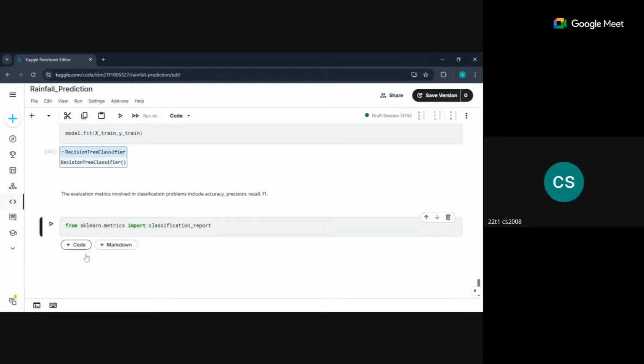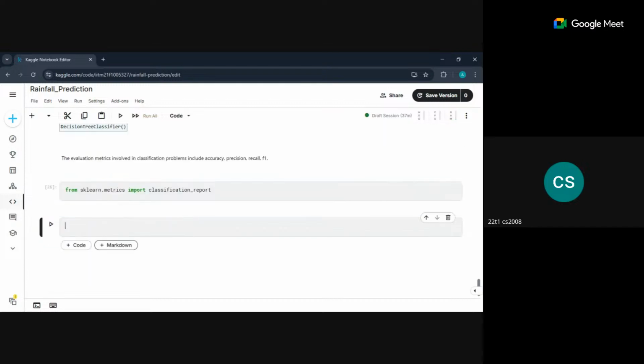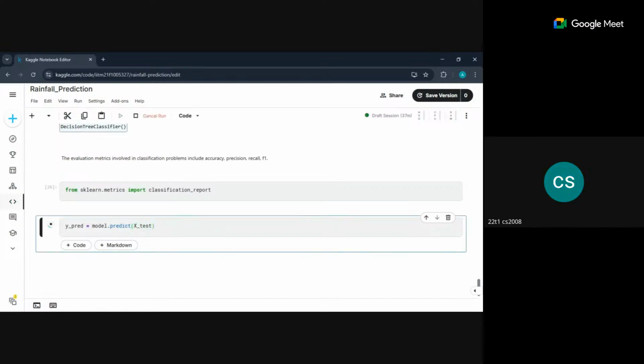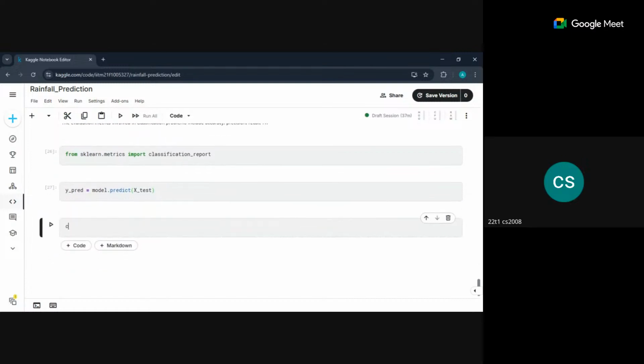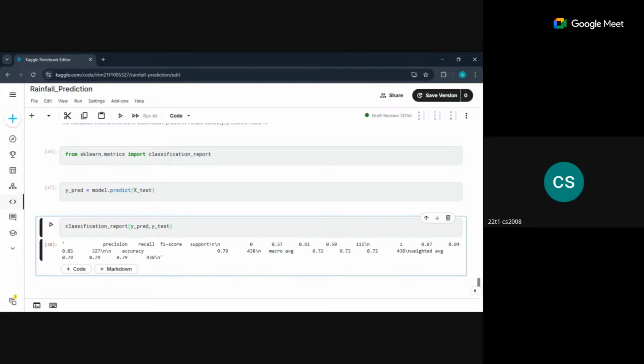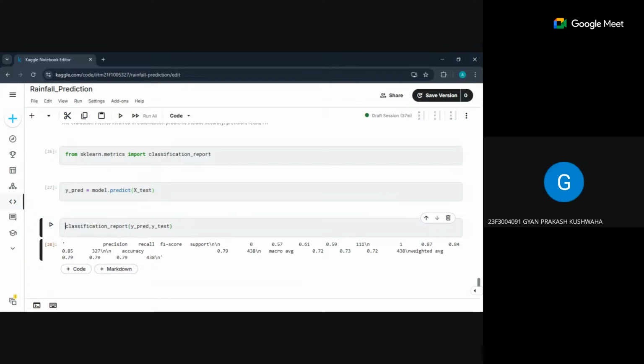So now what should I do to get the classification report? Predict on X test, and pass y test and the prediction to classification report. Now we need to give the classification report. What should I do to make this come out properly? Print.